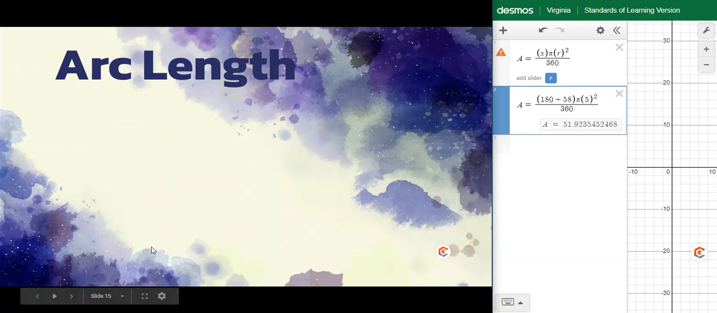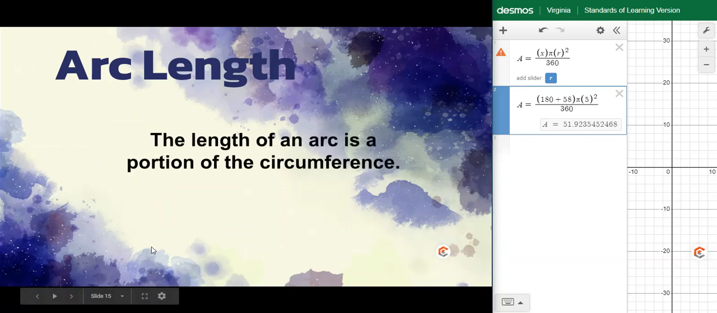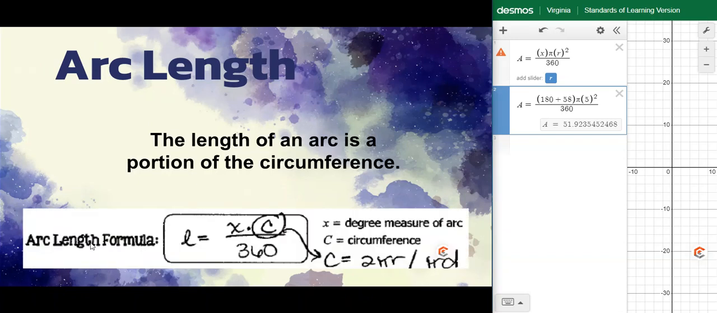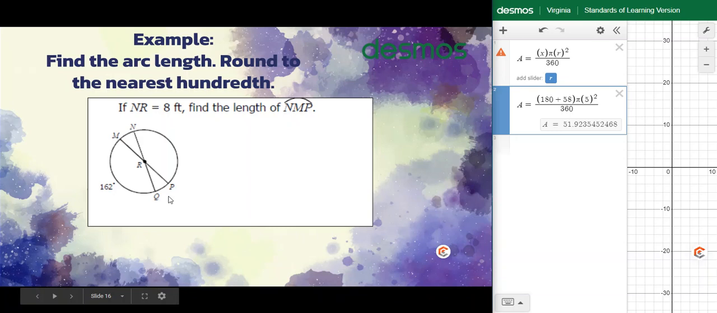Now let's take a look at arc length. The length of an arc is the portion of its circumference. Length is equal to the degree measure of the arc, x, times the circumference divided by 360. And remember, the circumference can either be given as 2 pi r or pi d. So let's take a look at our first example.